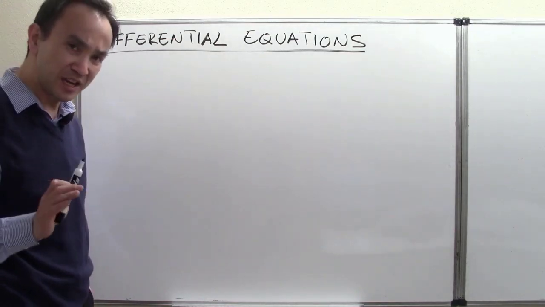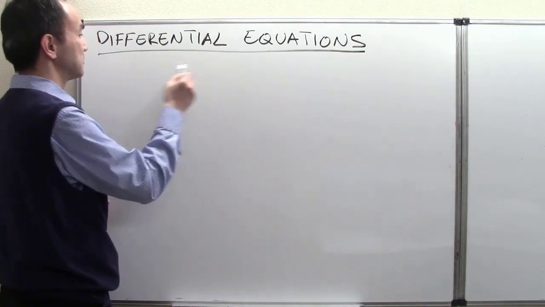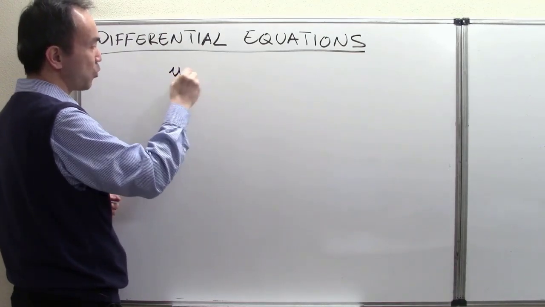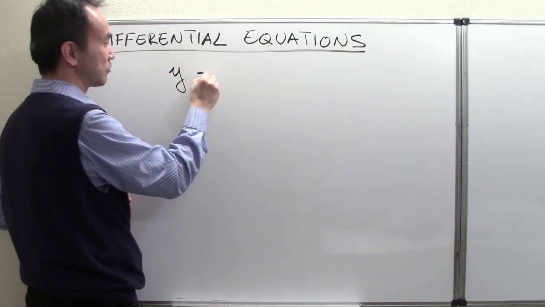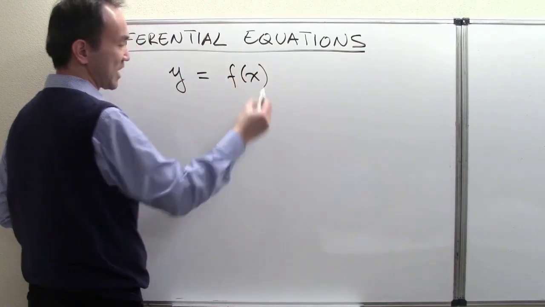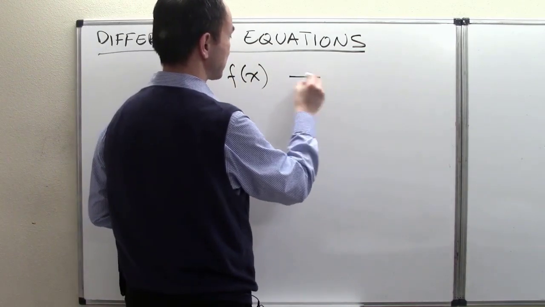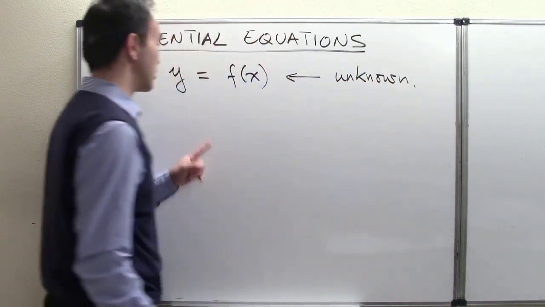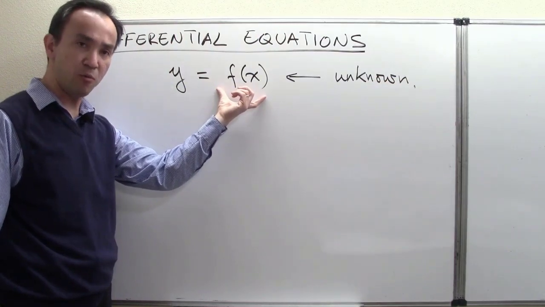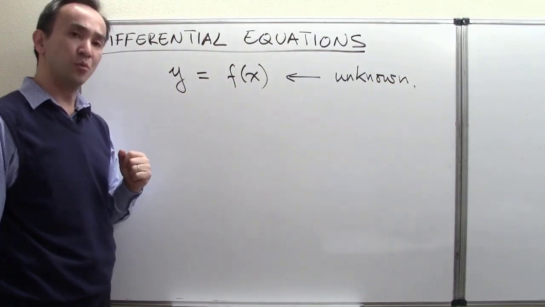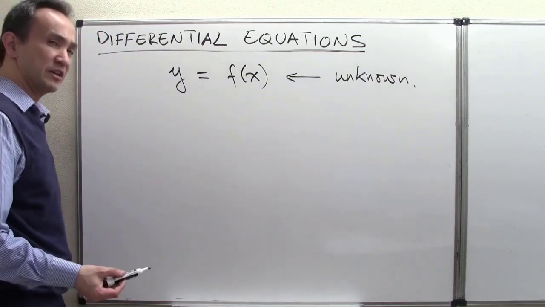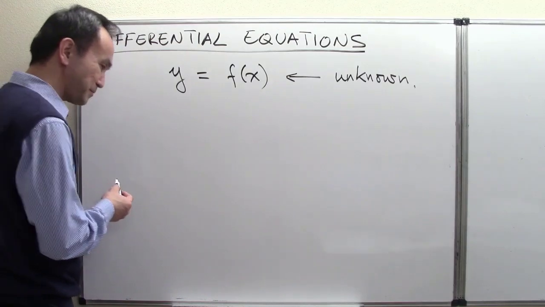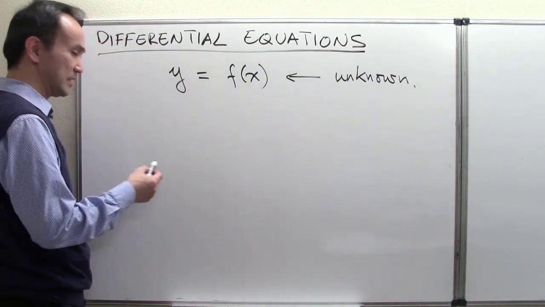To begin, let's start with a convention. We're going to define a variable y to represent some unknown function f of x. So right now, f of x is unknown. And we generally regard the output of that f of x as some variable y. From Calculus 2, we've seen things like that quite often.